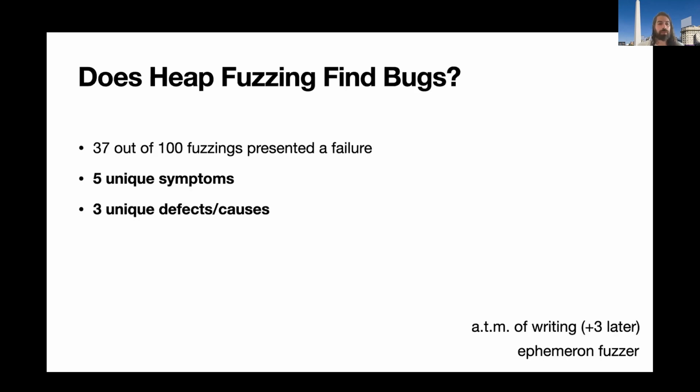To answer the first question, we ran it a lot. We found that 37 out of the 100 fuzzings that we ran presented a failure. Out of those, we studied them manually, and we found 5 unique symptoms, which were produced by 3 unique causes. So we can say that we found 3 different bugs. And after fixing these bugs, we couldn't find any hard crash on the virtual machine later, or at least on ephemerons.